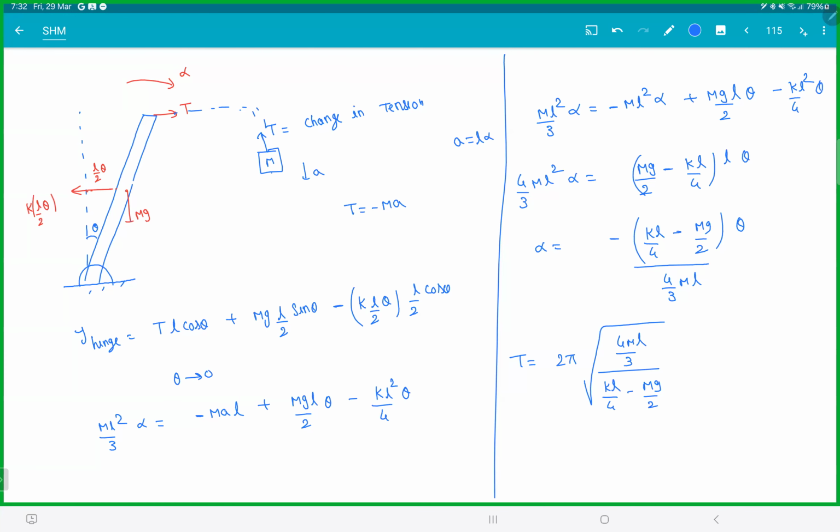Tension is not equal to mg of the block. This T is the change in tension. When you pushed it, the tension has increased by T. So technically speaking, if you want to write it now, this should be written as T plus dT. This mg is equal to ma. So this T and this mg will cancel. So what you are left with is dT.